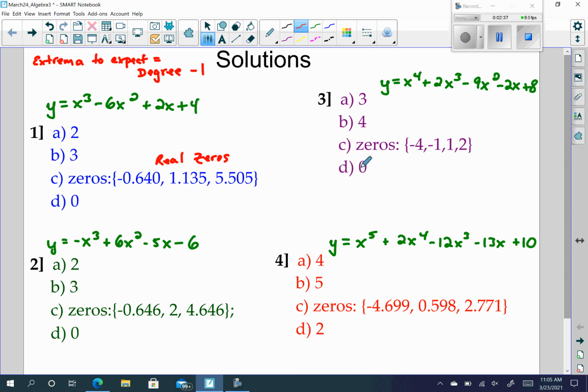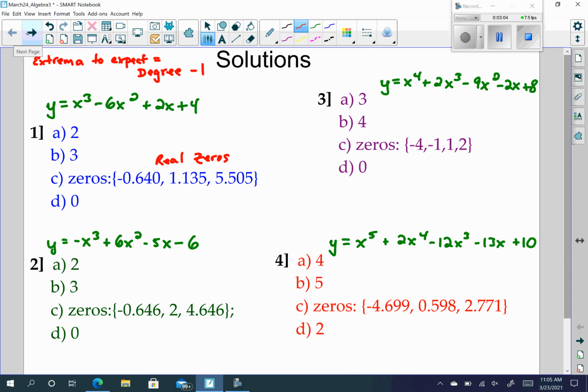Now number 4 is actually the example we did in class yesterday, but to specifically answer parts A and B, the max number of relative extrema to expect is 5 minus 1, which is 4. B, total number of complex zeros matches the degree. Here we have 3 real zeros. So if we're expecting 5 complex zeros, we get 3 real. That means we have to have 2 imaginary.